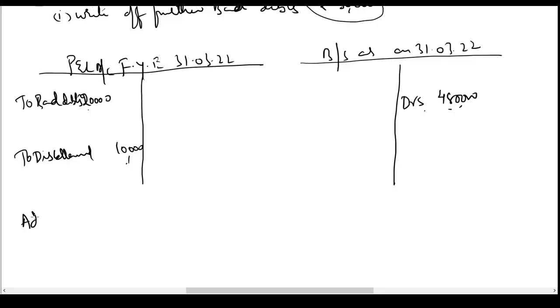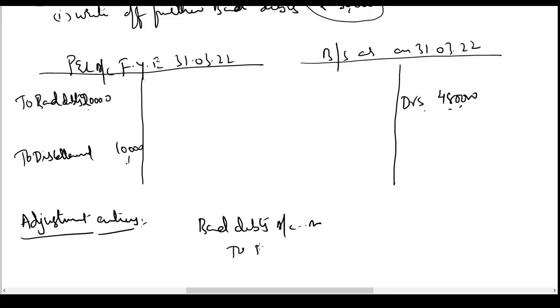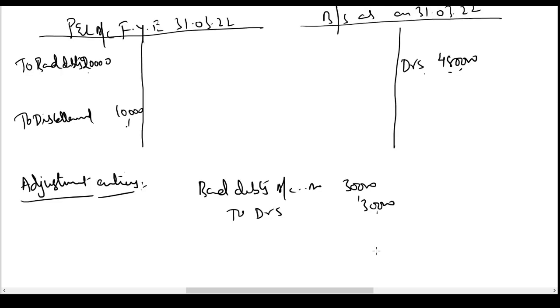Now adjustment entries. We are required to write off further bad debts. What are the entries we pass? We have to pass these two entries now. Bad debts account debit to debtors 30,000, and one more entry to close bad debts account from this entry. P&L account debit to bad debts 30,000.